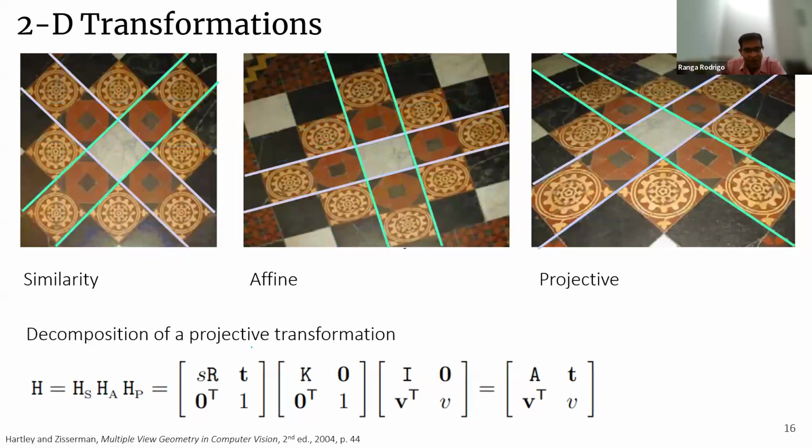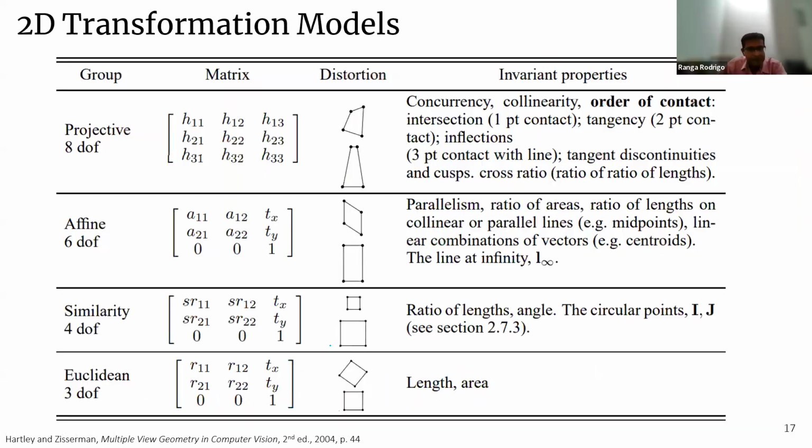See, parallel lines are no longer parallel. So I hope you understand what happens due to these different levels of transformations. And when we have the point matches, we can compute them. Actually, we can decompose a projective transformation, that means a general one, into a combination of a projectivity, an affine, and a similarity, but we will not go into details of that.